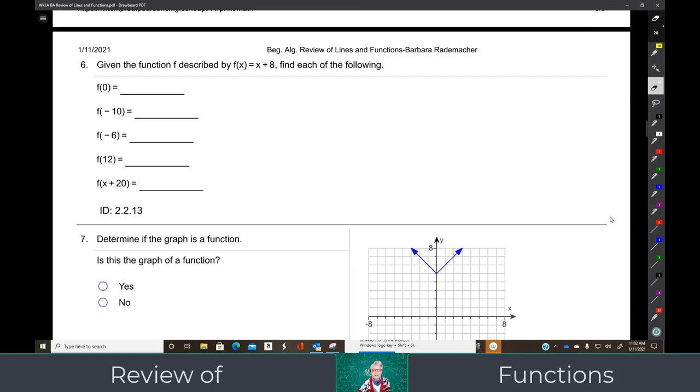All right, now we're going to move into functions. If you have the linear equation y equals x plus 8, well, that's a straight line. However, when we're using function notation, we write y as f of x, and other letters than f can be used. But this is just a symbol that means y. It doesn't mean f times x. It's just a symbol that means y. But this is what this lets us do, which is kind of convenient.